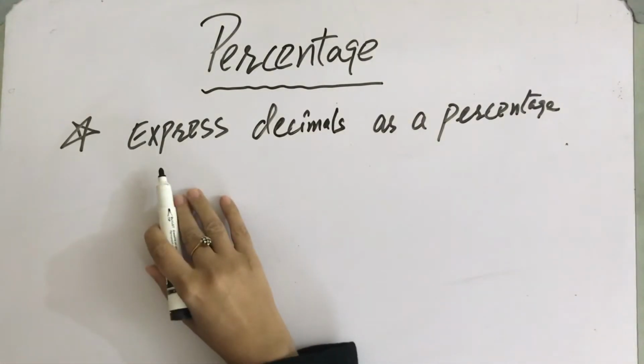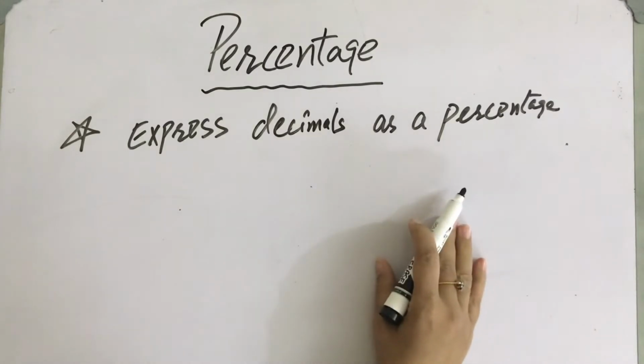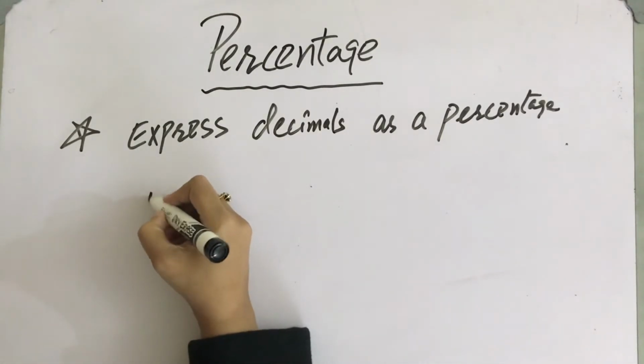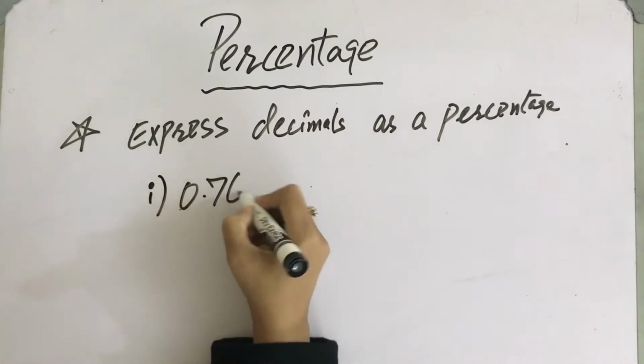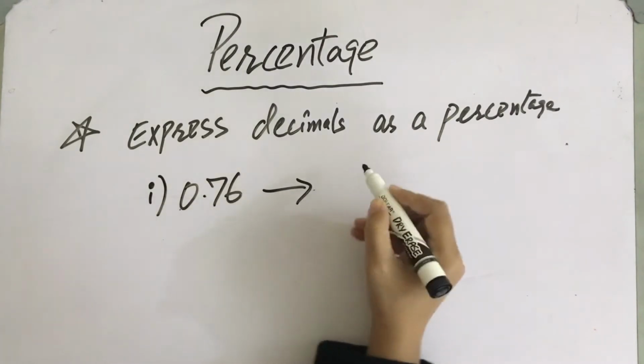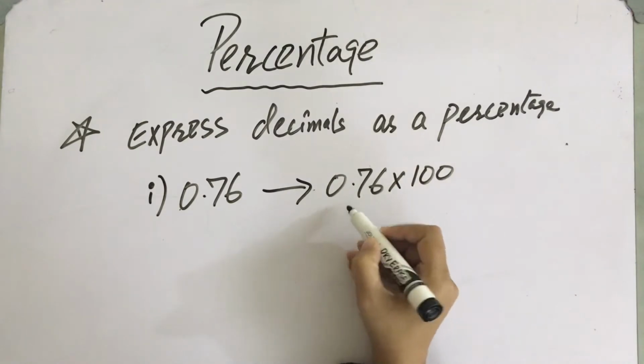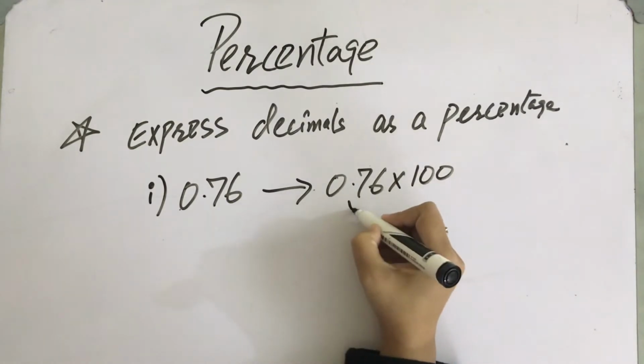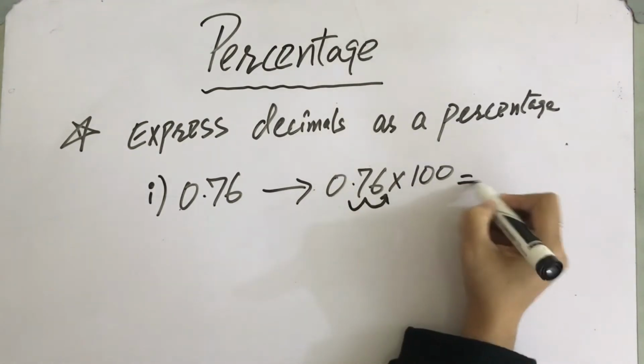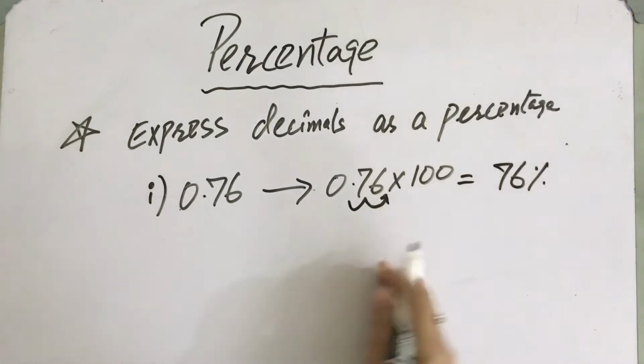Similarly, we can convert decimals into a percentage. If I have a decimal 0.76 and I have to convert it into a percentage, I have to multiply it by 100. In the opposite procedure, as I am multiplying by 100, my decimal will move 2 digits towards the right side and my answer will be 76%.